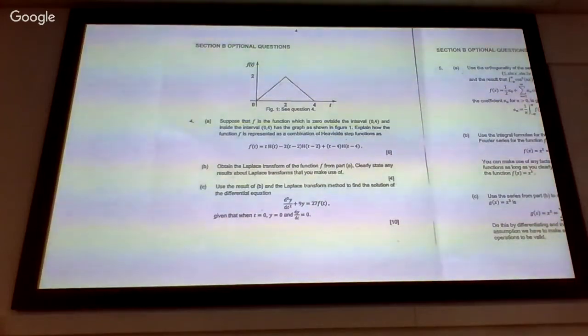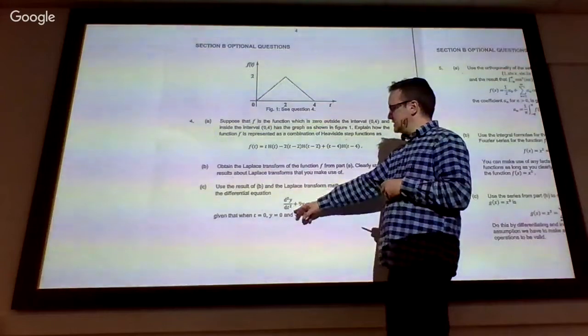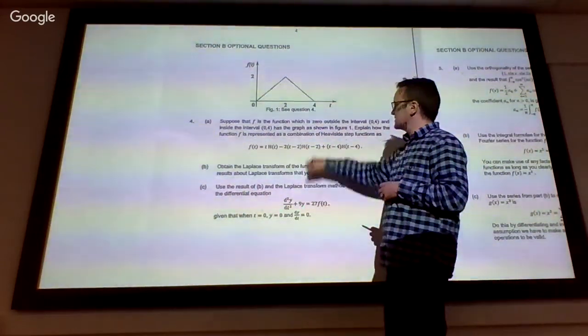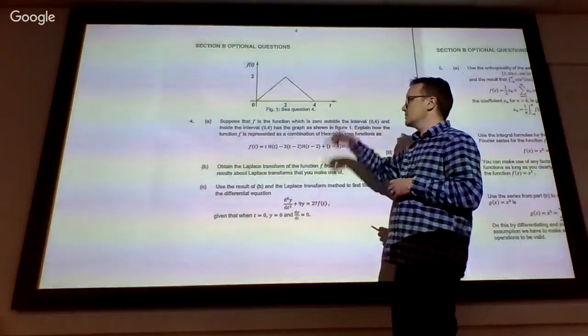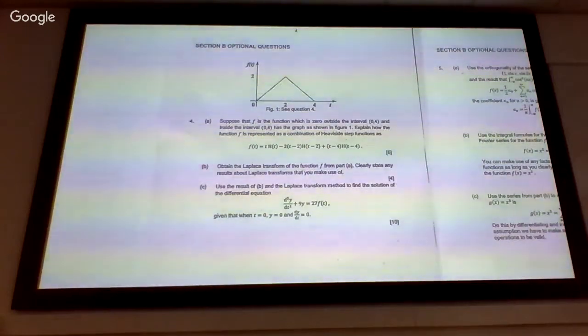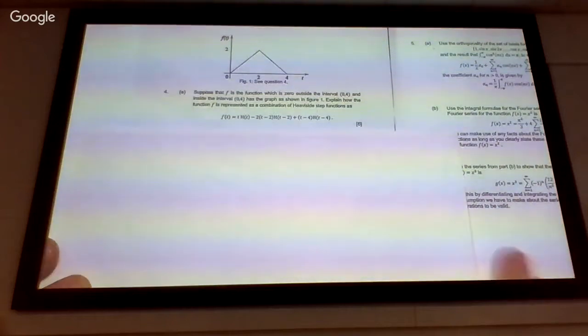Then finally, in part C, we're asked to solve this second order ODE, d2y dt squared plus 9 times y equals 27 times f, this same function f here. So we're making use of f in all three parts there. Okay, so let's have a go at this.